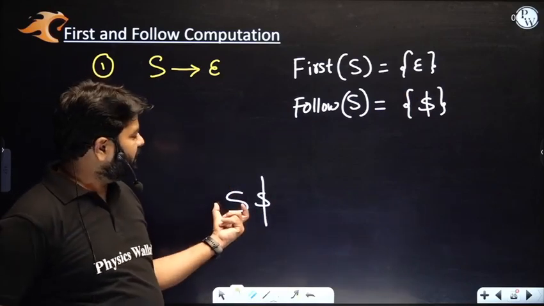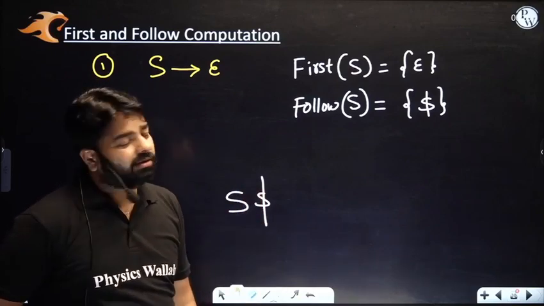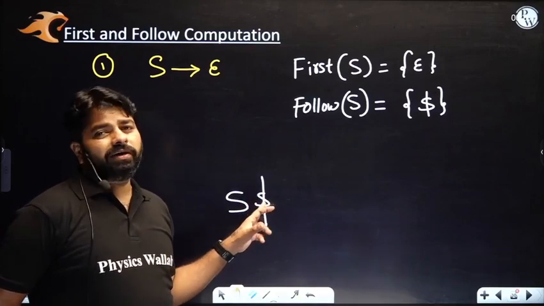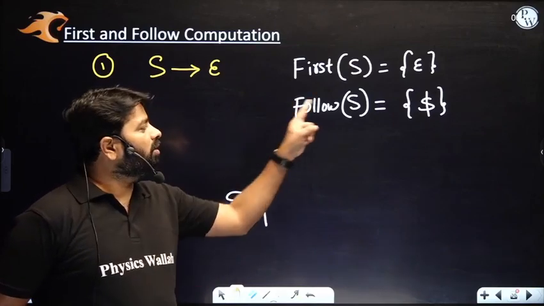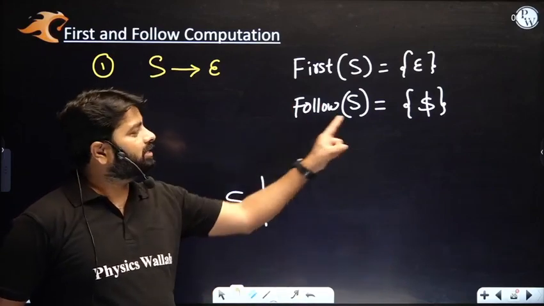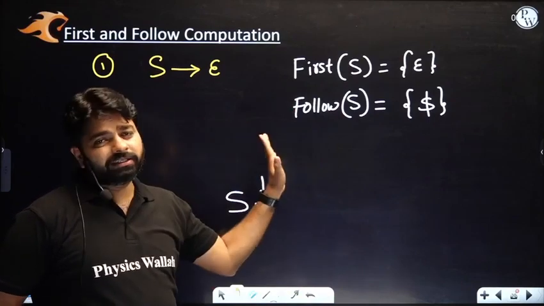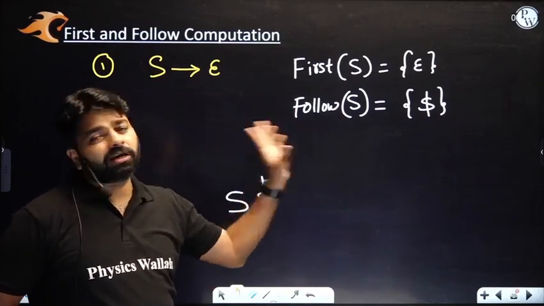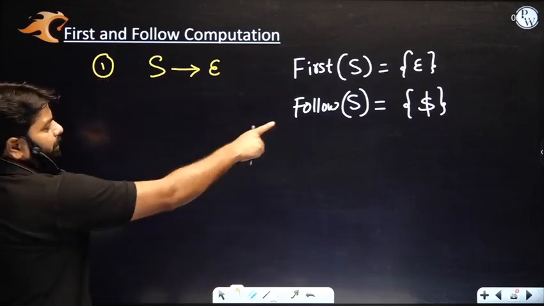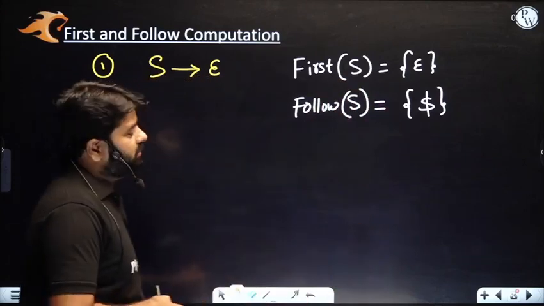Whatever S derives, at the end of the program we always keep the dollar. So this is a very important concept: dollar always belongs to the follow of the start symbol. The remaining terminals may or may not be present, but dollar is always there. S might have other terminals, but dollar is always there in the follow of the start symbol computation. That is the first example, and keep that point: if S is the start symbol, then dollar must be inside the follow of S.